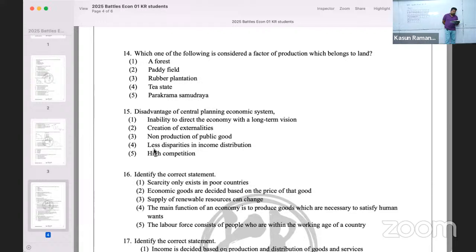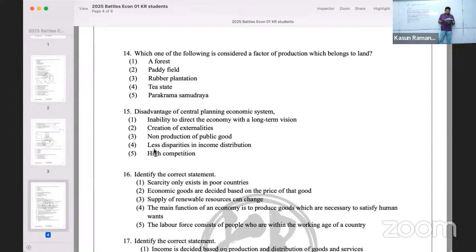Can you see disparities in income distribution? Less disparities. Yes, in the centrally planned economic system there are fewer disparities because the government controls everything and decides, and people get income by working for the government. Theoretically all the people will become government employees, and the government will give them a certain amount of salary. Basically it is not equal for everybody, but there might not be that much difference. Understood? That is the thing.